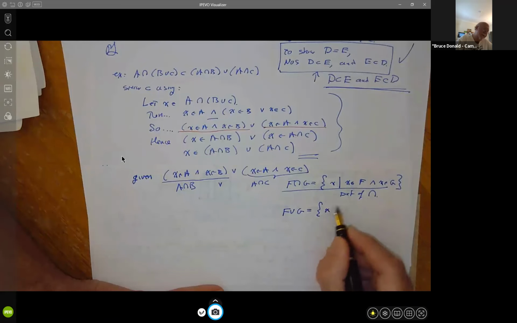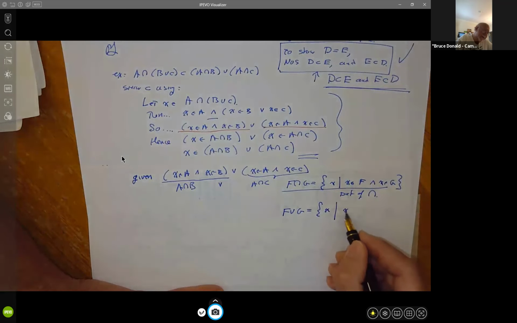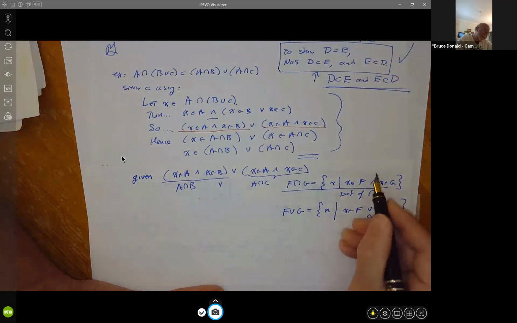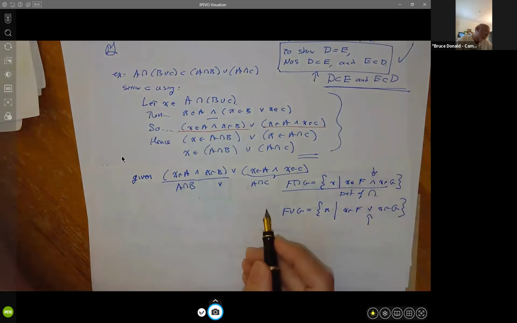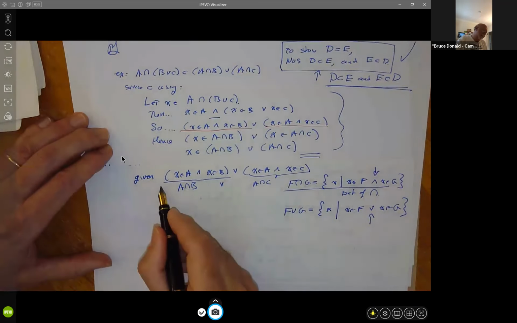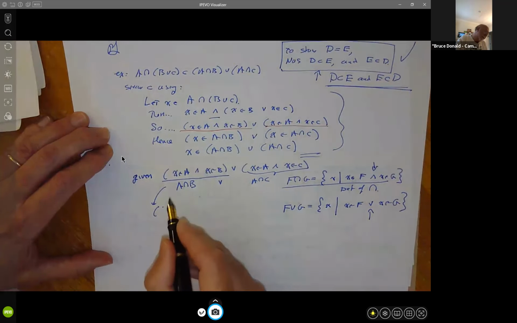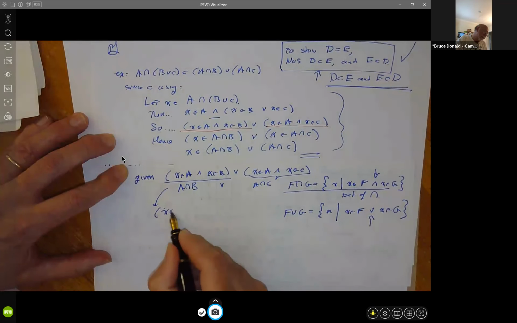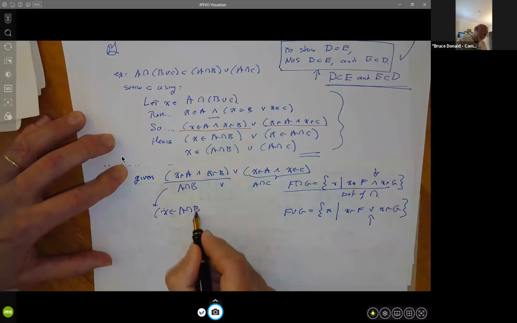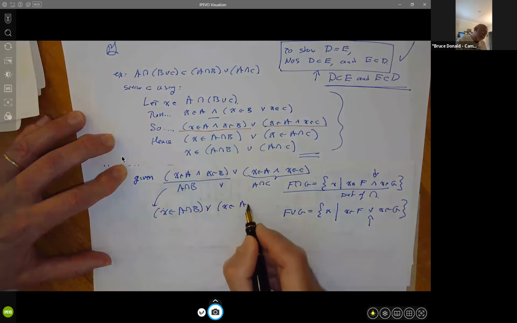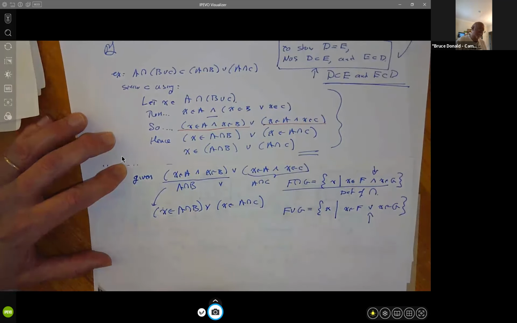So the union of two sets F and G is defined as all points X such that X is in F or X is in G. So these only differ by what the conjunction is. Is it and or is it or? So now if you look at what I have here, and I'm going to write it again for clarity, this is X in A intersect B or X in A intersect C, right? That's what I have from right before.